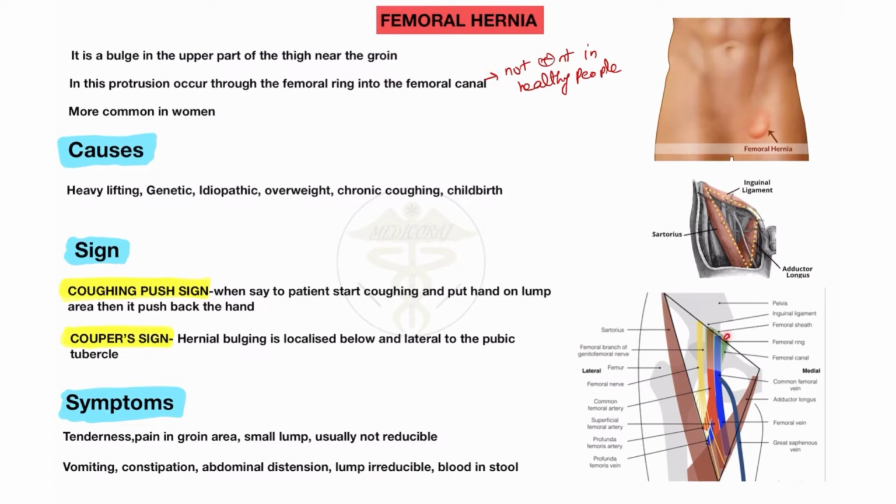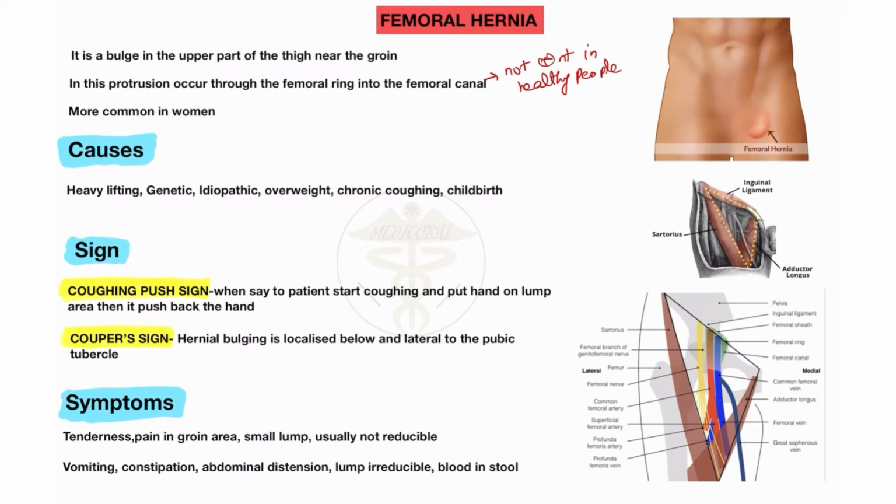Here you will see the femoral canal, this green structure. In this case, the femoral canal is present behind the femoral vein. Here you will see the femoral nerve, this is the femoral artery and this is the femoral vein. Near this, formation of the femoral canal occurs, but it is only formed in case of a femoral hernia, not in normal people.